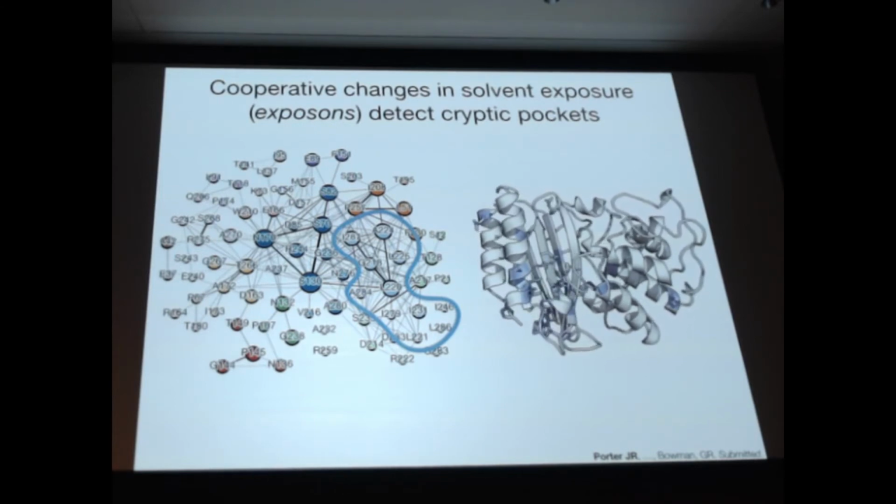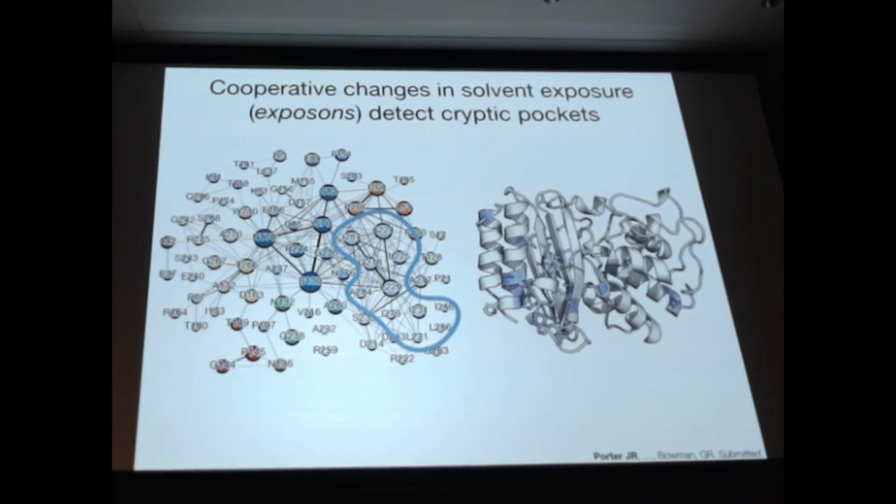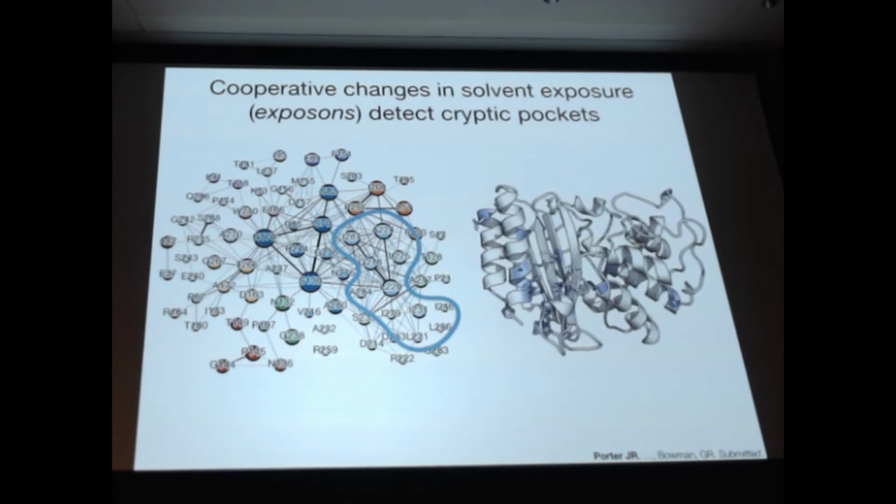And so that's nice. It would help us understand what an exposon is doing. But we'd like to be able to compare what we've discovered with an experiment if we don't already have a ligand to get a co-crystal structure with.